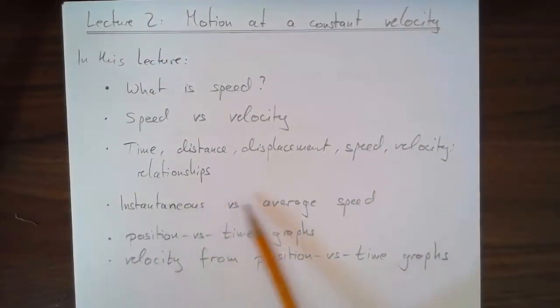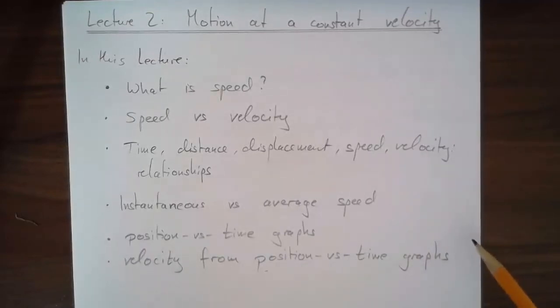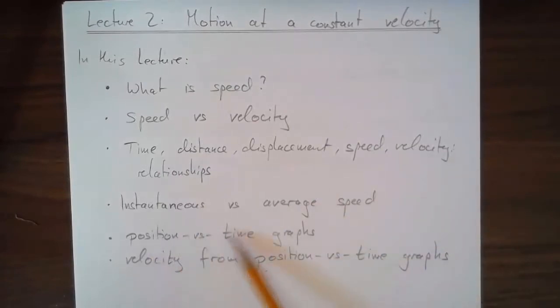We're going to talk about instantaneous versus average speed. And in the end, the last part of this lecture, we're going to start plotting some graphs to illustrate the motion of some object. Then we're going to talk about these position versus time graphs and how I extract the velocity graphically from that. So let's get started.